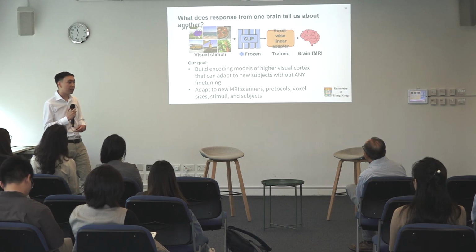So our question is, how can we use information from 1, 2, and 3 and use it to inform, adapt to new subjects? And it doesn't have to be just a new subject. It could be a new MRI scanner. It could be a new protocol. It could be a new voxel size, different stimuli. And we want to achieve all of this without any fine-tuning. So we don't want to do any expensive fine-tuning.